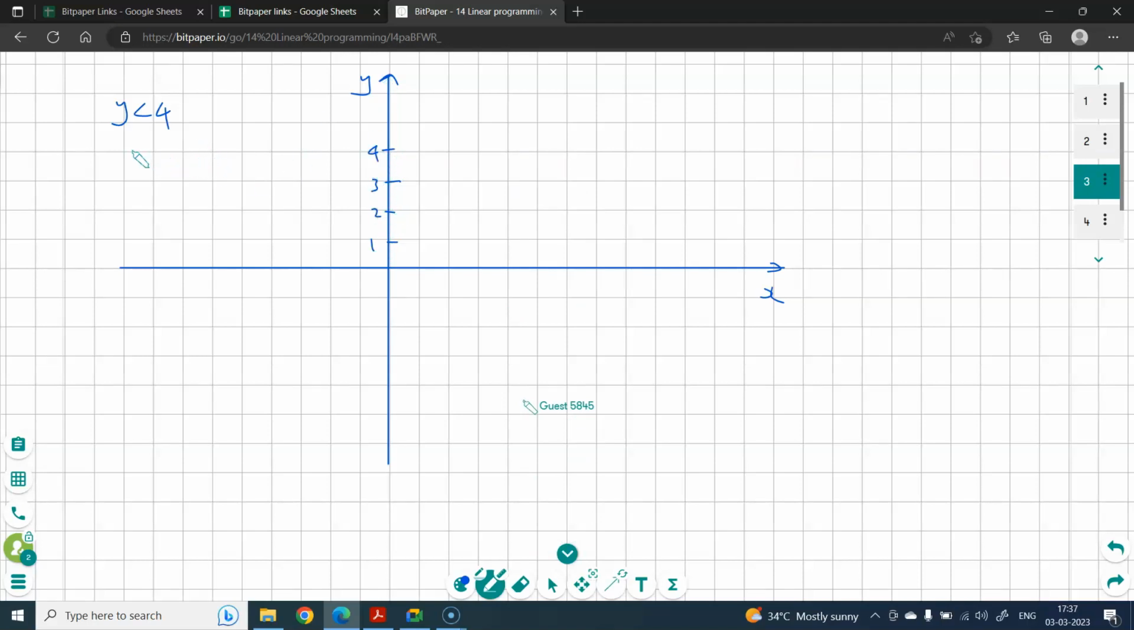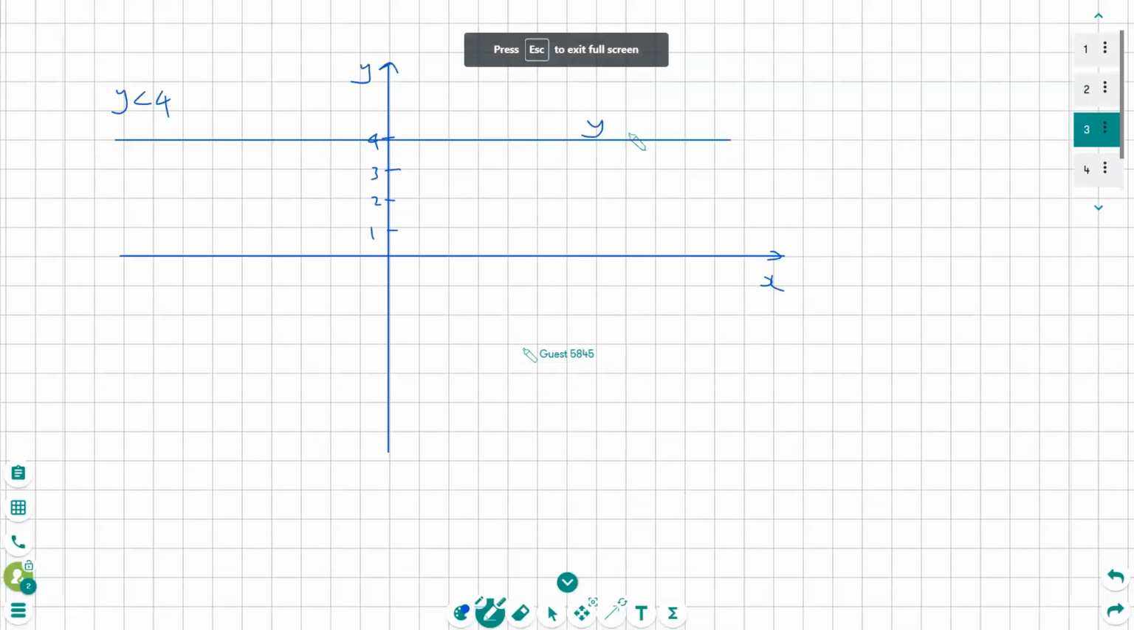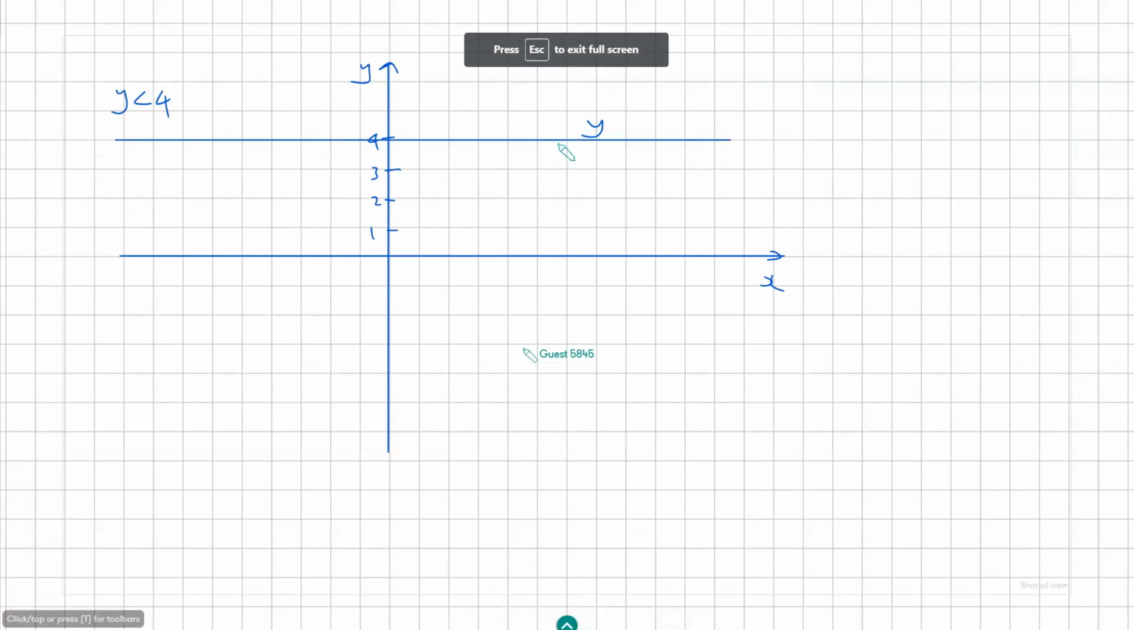So there will be a line here. What does this line represent? Or what is the equation of this line? No, y less than 4 is not the equation of the line. The equation of a line will always be an equation. It is not an inequality. So what is the equation of this line? It is y equal to 4, right? Because anywhere on this line, if you take any point on this line, what will you find?